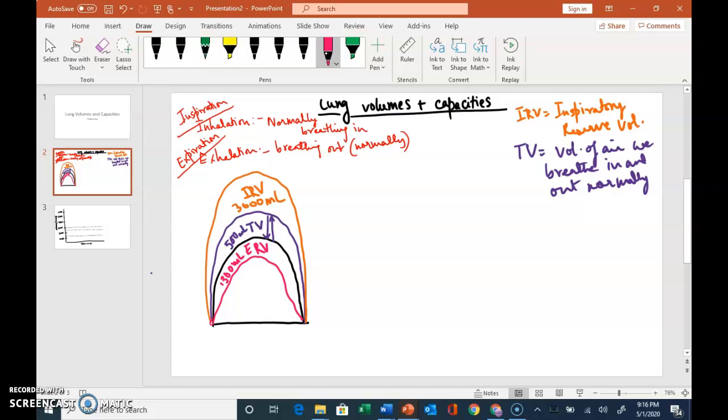Now, even after you force a lot of air out of your lungs, do you think there is still air remaining in the lungs? Yes. And that volume is called residual volume. So, residual volume is the amount of air that always remains in the lungs. There is no way you can force out the residual volume. And this is really important.